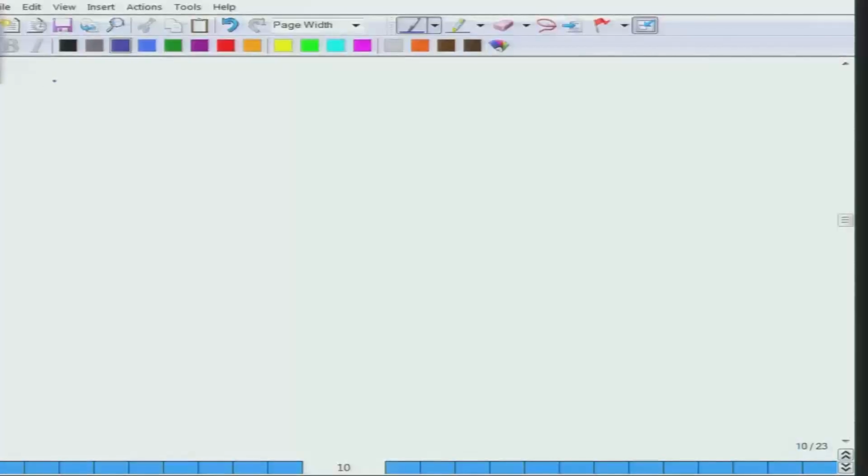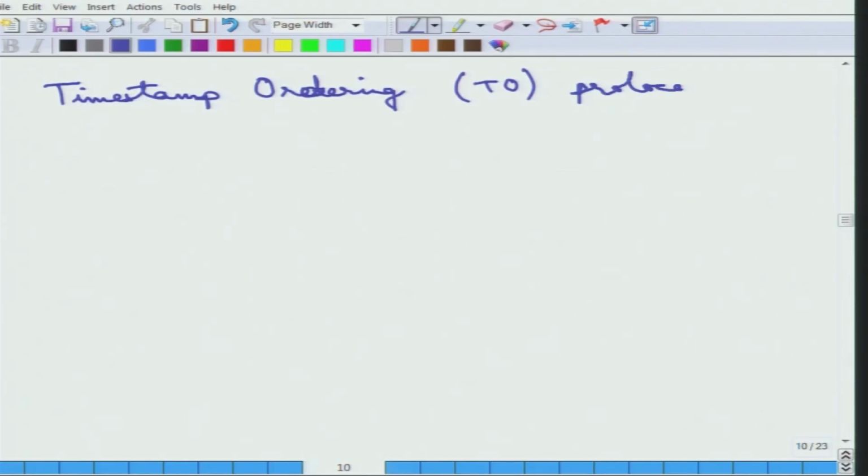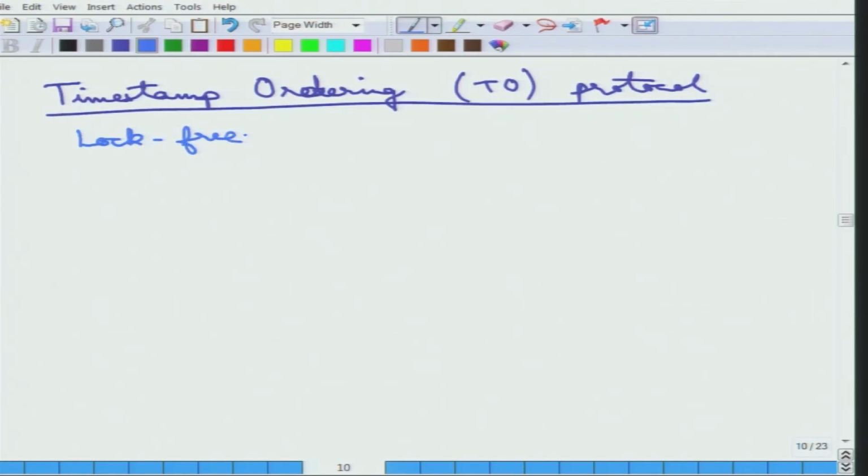So next we will move on to another concurrency control protocol, which is timestamp based, and very importantly this does not use locks, it is a lock free protocol. So this protocol is called the timestamp ordering or the TO protocol. Very importantly, this is lock free, so it does not use any lock on the data item.